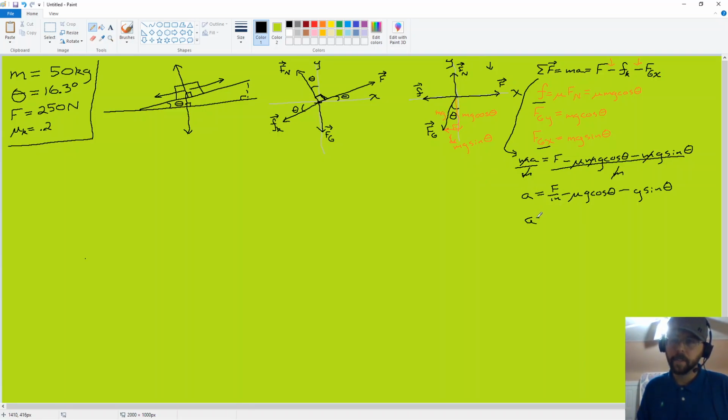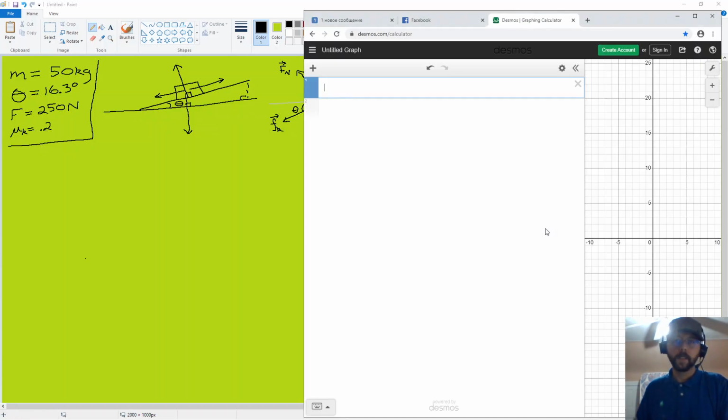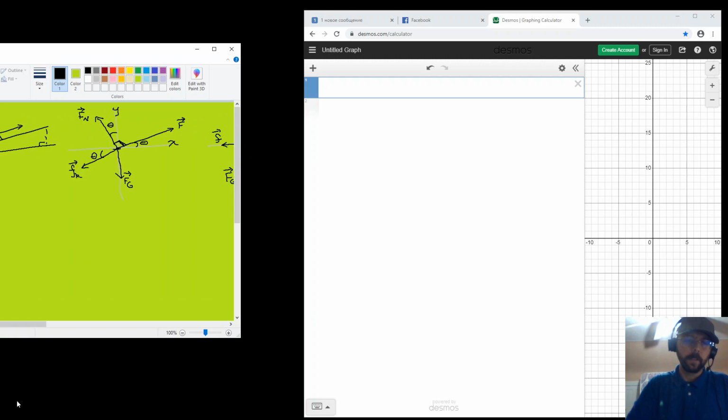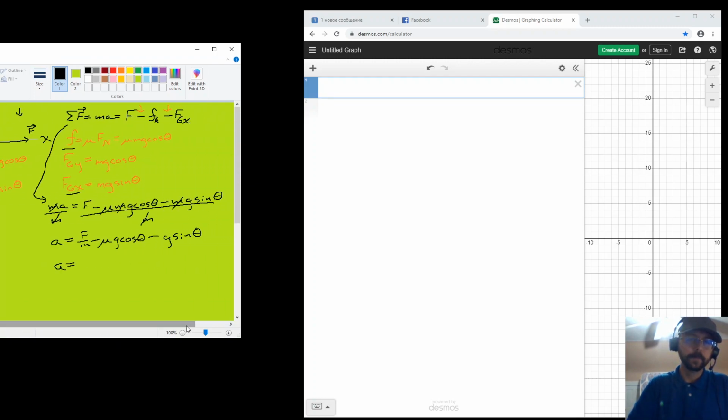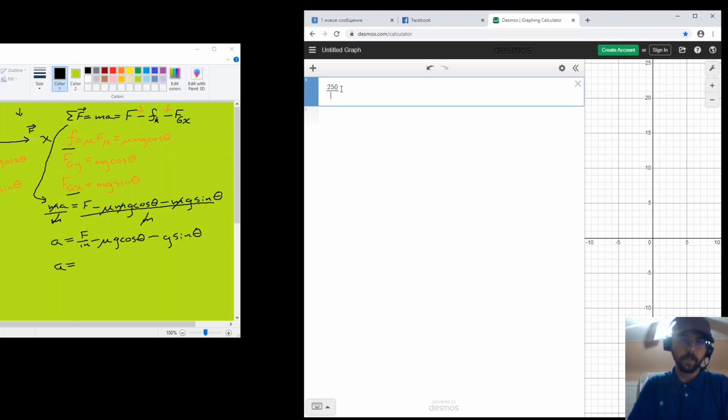And when we plug all this in, I'm going to use Desmos. I absolutely love their calculator. Over to where I can see it. So we have the force, which was 250, divided by the mass, which is 50, minus mu is 0.2, times g is 9.8, cosine of theta was 16.3, minus 9.8 times sine of 16.3, and that looks correct.